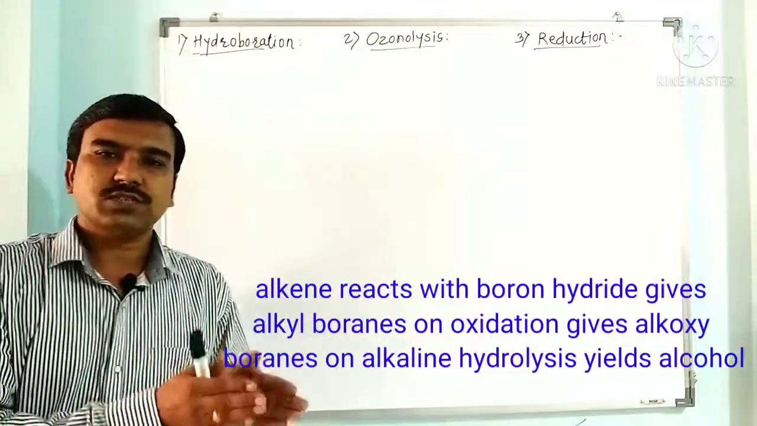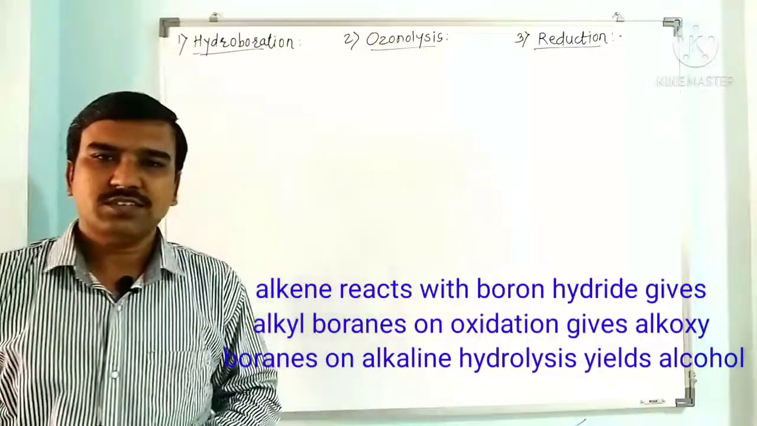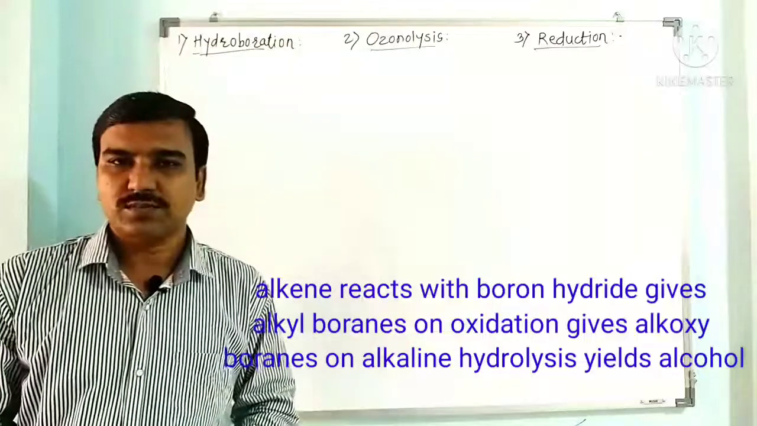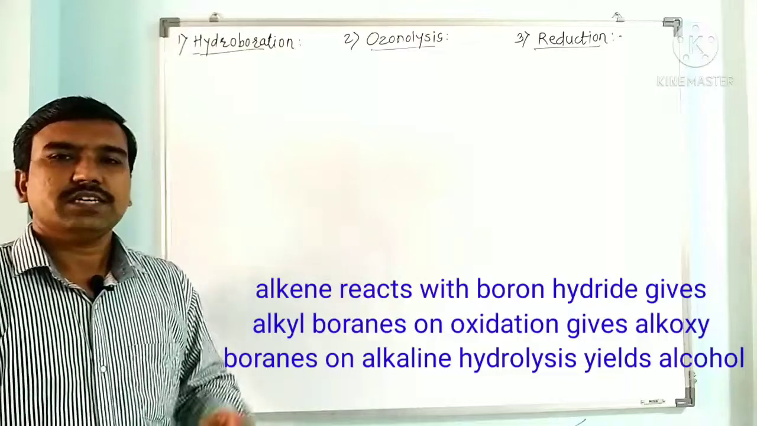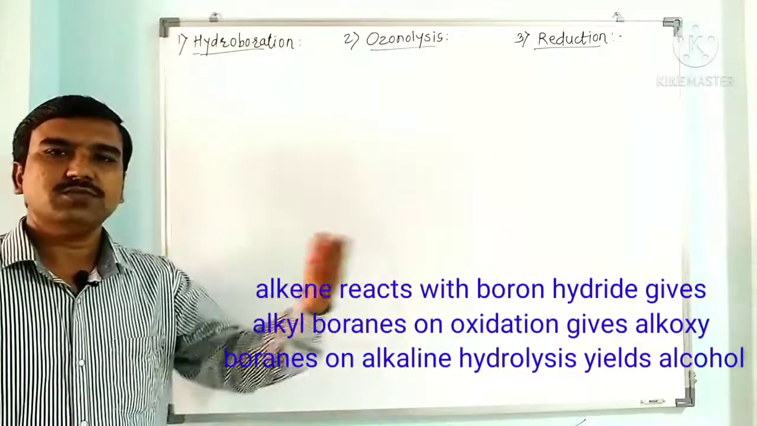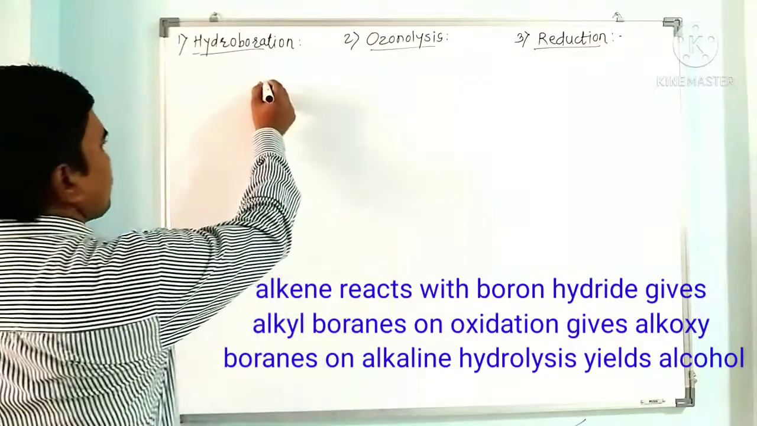Trialkyl boron undergoes oxidation in the presence of hydrogen peroxide and gives trialkoxyboron, and this trialkoxyboron undergoes alkaline hydrolysis, giving alcohol as a product. So here 3 moles of alkene react with 1 mole of boron hydride and give 3 moles of alcohol. Now here we have to see a simple example.